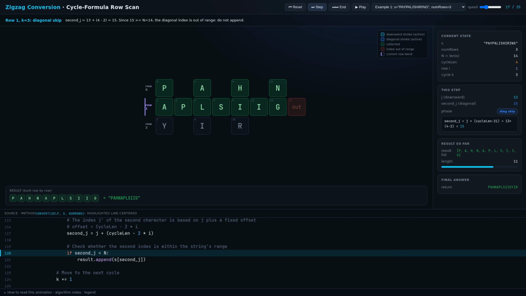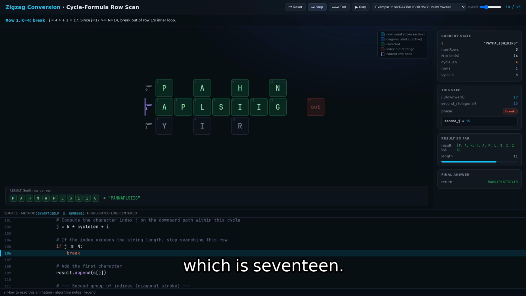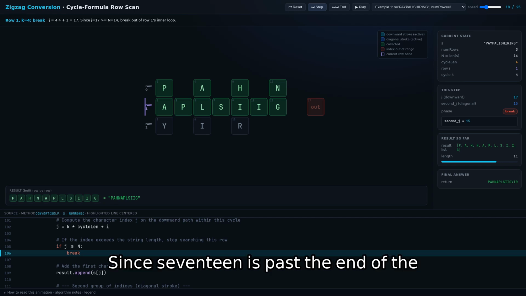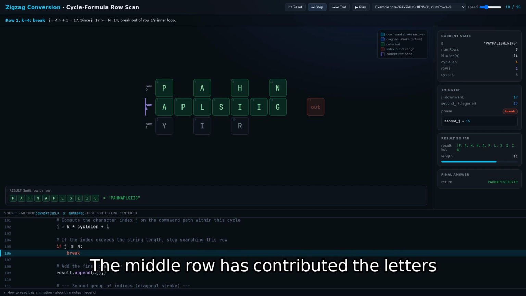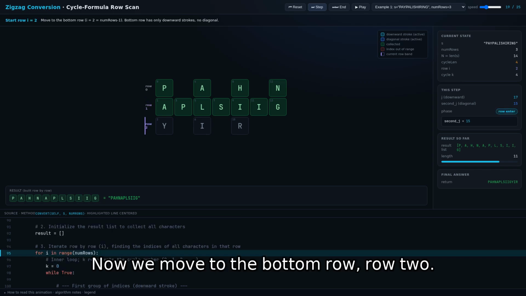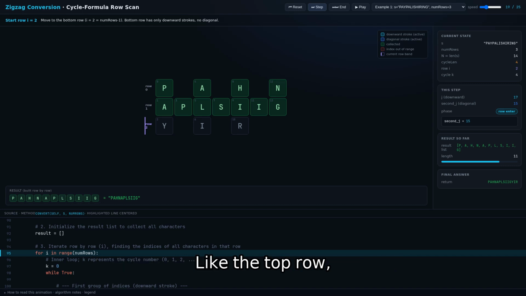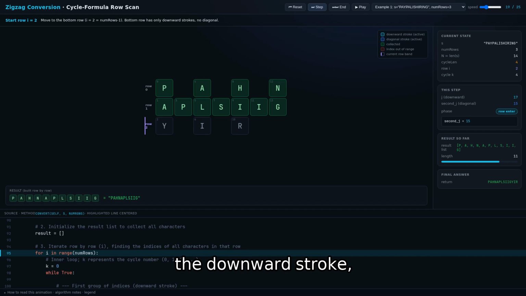In the next cycle, the downward position would be 4 times 4 plus 1, which is 17. Since 17 is past the end of the string, we stop the inner loop and finish row 1. The middle row has contributed the letters A, P, L, S, I, G. Now we move to the bottom row, row 2. Like the top row, the bottom row only receives characters on the downward stroke with no diagonal characters.